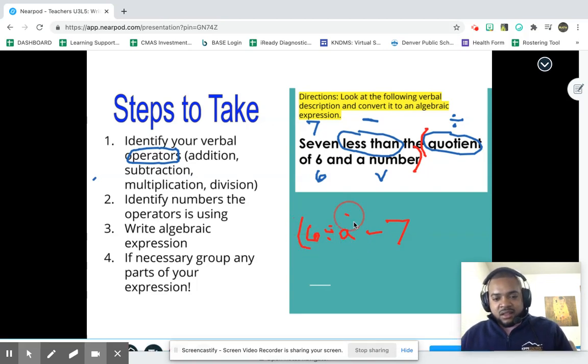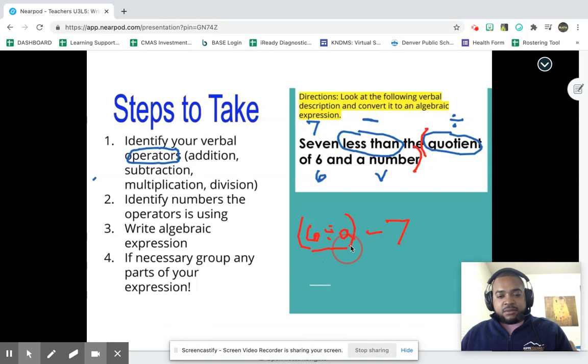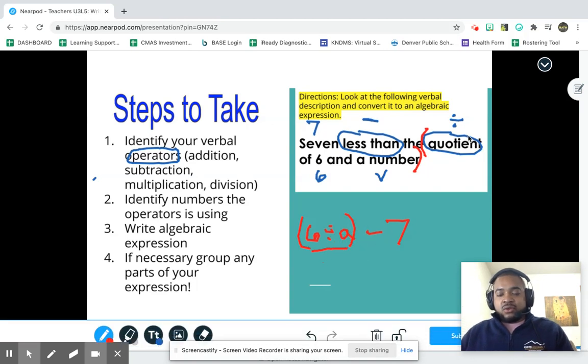So as you can see here, I can group this together because for me to do this correctly, I need to figure out what my answer is here first before I subtract 7. So my answer is 7 less than whatever I get when I divide 6 and a number. The whole process that we're taking here is really just breaking down what it's describing that we're doing. And important to notice here, 7 less than what? This is where I understood that the grouping was happening. 7 less than what I get when I do division for 6 and a number. And that's why I group this together. So I need to figure out what this is first before I take 7.